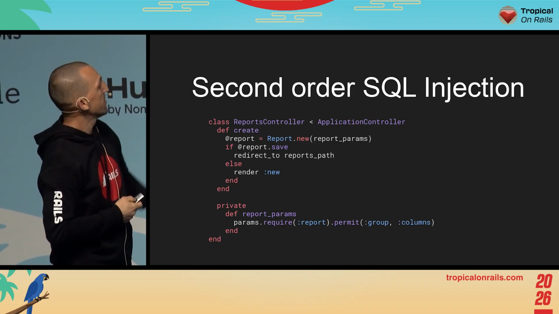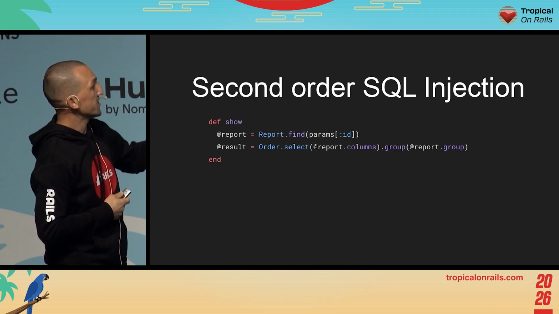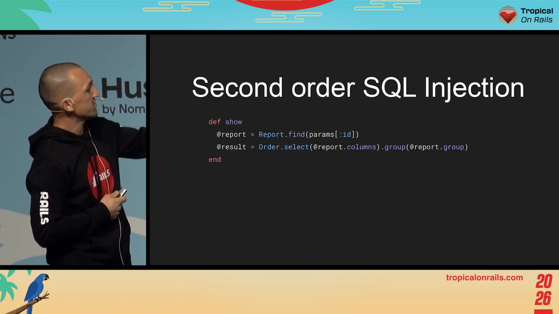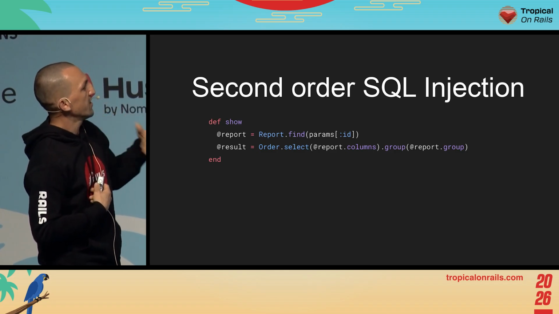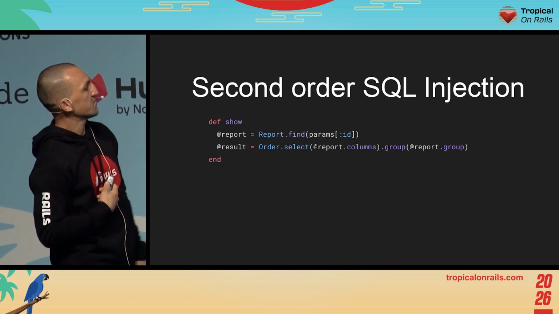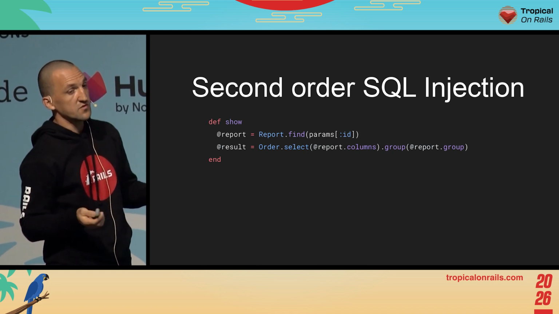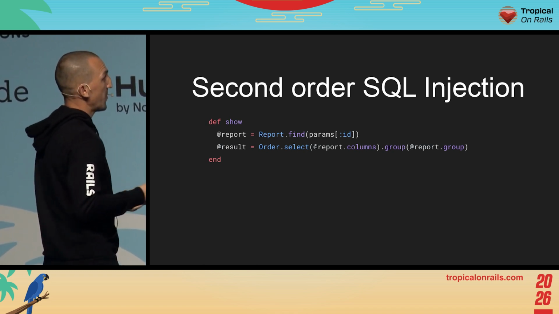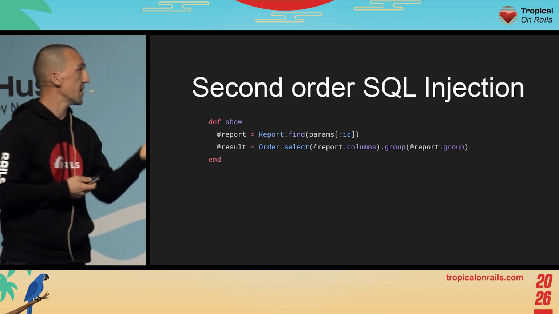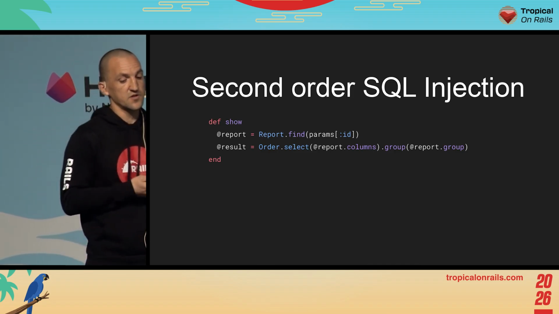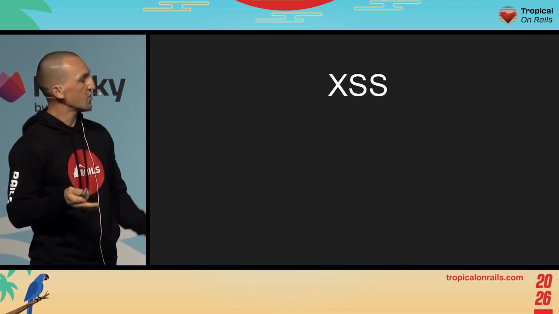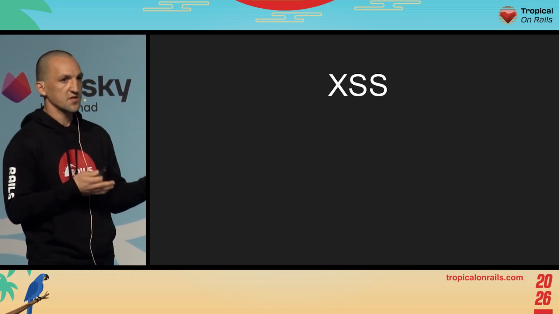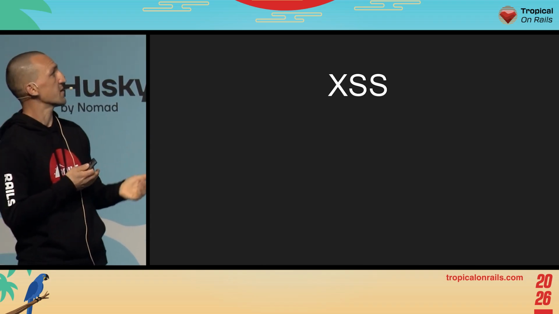This is all fine. And then you went to see the report, and on this page, they directly passed the data I just controlled in the previous step in the select and the group call. So all I had to do is to create a report with a payload for the select column, and then I opened this page, and I had a SQL injection. So always make sure that user-controlled values are not used in these unsafe SQL queries.